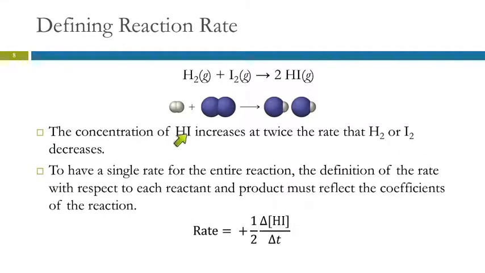So the rate of hydrogen iodide increases at twice the rate that hydrogen or iodine decreases. To have a single rate, we have to include that coefficient in here, so it's going to be 1/2 delta concentration of I over delta T.